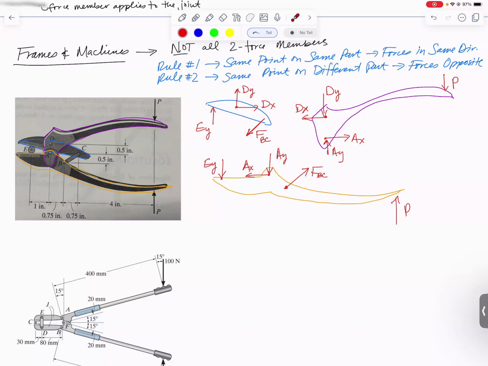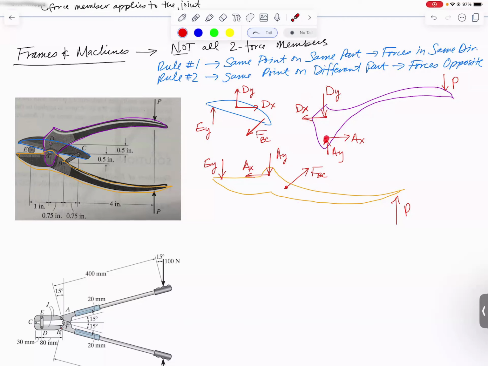I could, for example, sum moments about point D. That would give me FBC. And then I can sum forces in the x. Dx will equal this component of FBC. And Dy and Ey have to add up to this component of FBC. Then I'd probably, since I found all the forces at D, I'd likely move on to this purple diagram. Point D and A are right above each other. I already know the forces at D. I want to find P probably.